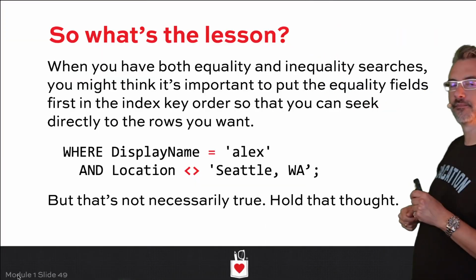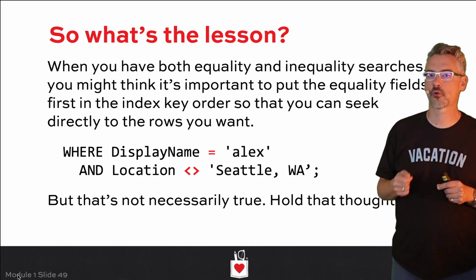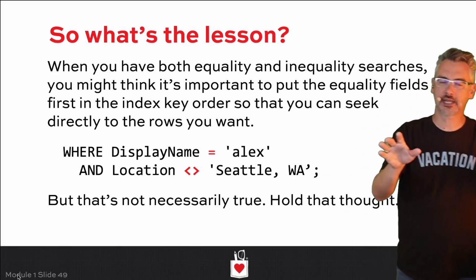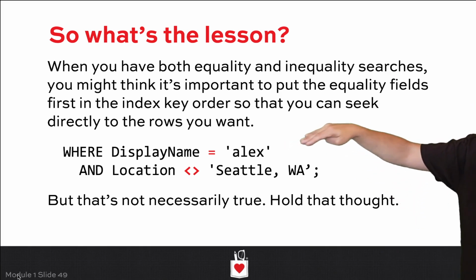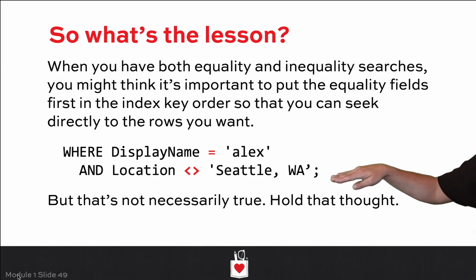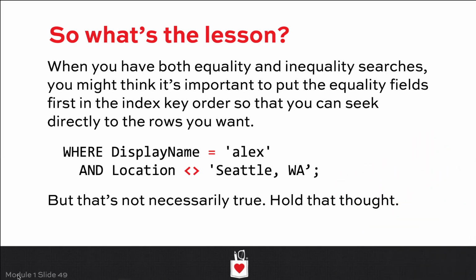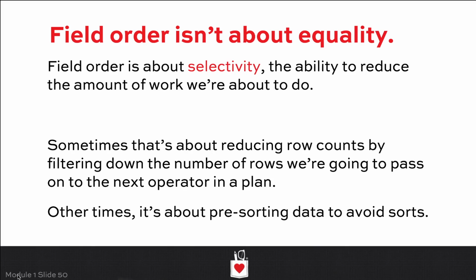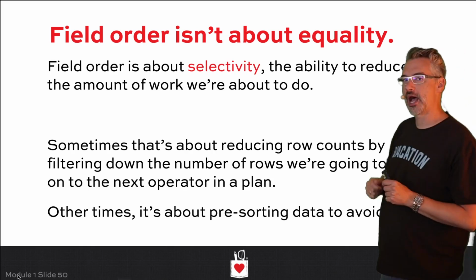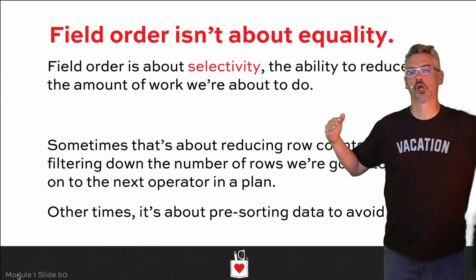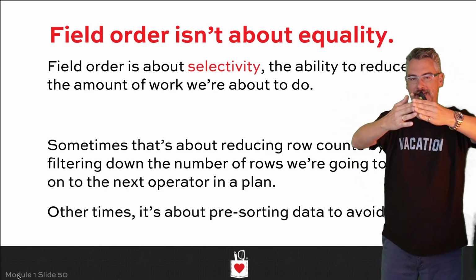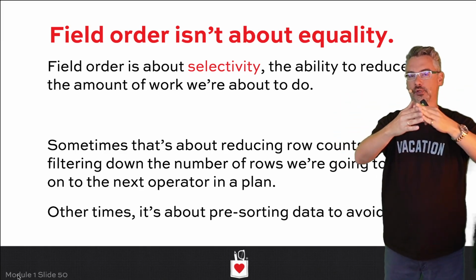When you have both equality and inequality searches, you might be tempted to think that because we have an equal sign here, we should put this column first in the index. And because we have an inequality search here, that we should put that second in the index. That is not the takeaway. The takeaway is I want to put whatever filter in the query reduces our search space by as much as possible first.